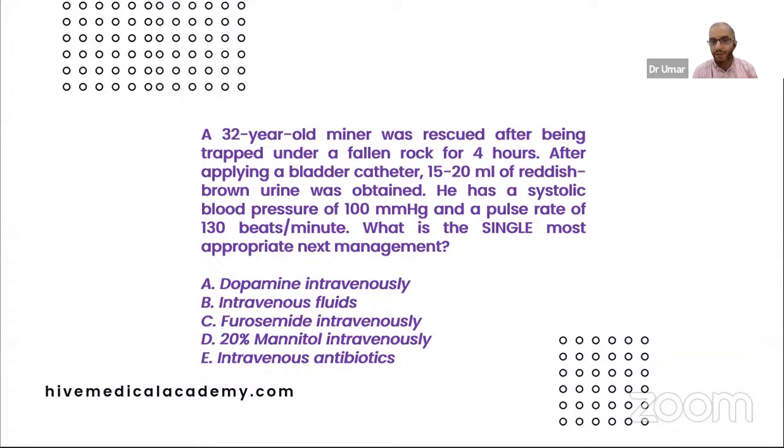4 hours. After applying a bladder catheter, 15 to 20 mils of reddish brown urine was obtained. He has a systolic blood pressure of 100 millimeters of mercury and a pulse rate of 130 beats per minute. What is the single most appropriate next management? So the options are A, dopamine intravenously, B, intravenous fluids, C, furosemide intravenously, D, 20% mannitol intravenously, or E, intravenous antibiotics.